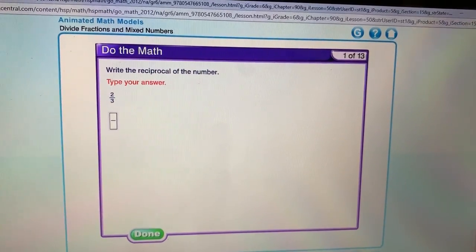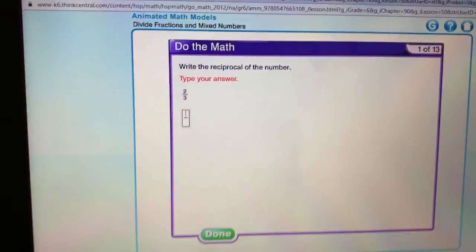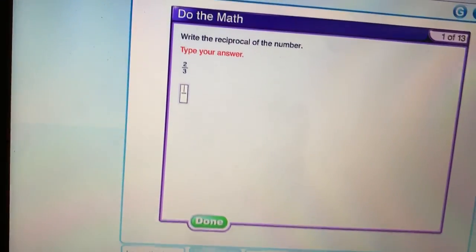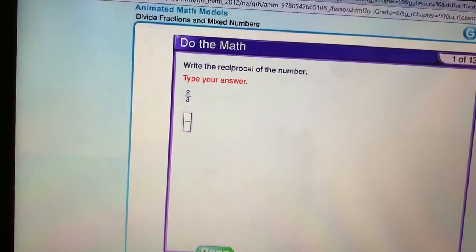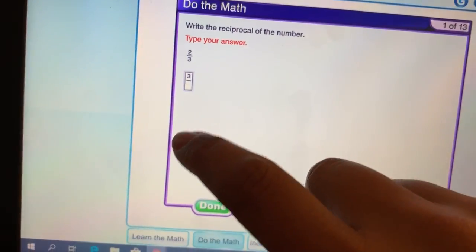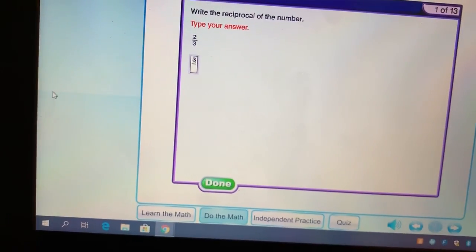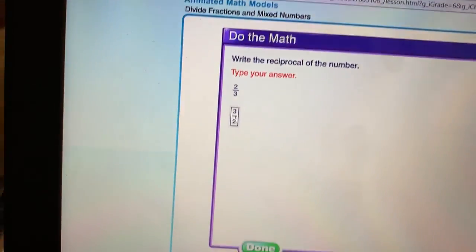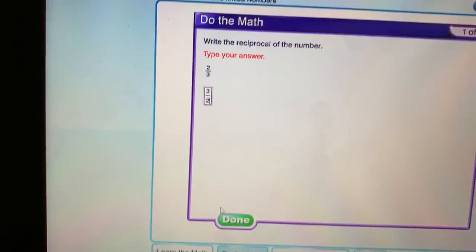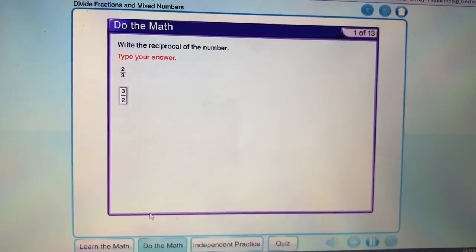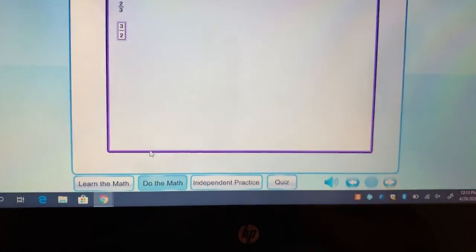So here we're going to be finding all the reciprocals of the number, okay? So the reciprocal of 2/3 is going to be, if I flip it, 3 over 2, okay? So finding the reciprocal is taking the number and flipping it, okay?